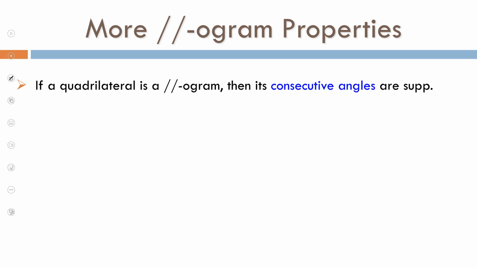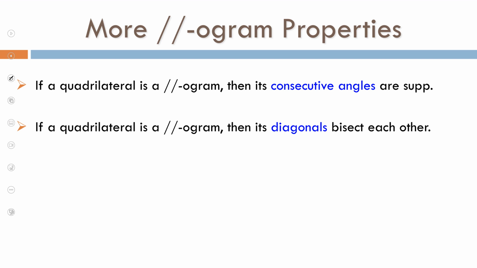Consecutive. Okay, I use consecutive. You could use adjacent. Maybe we've used adjacent before. I don't know if we've used consecutive before. But the adjacent angles are supplementary based on what Danny told us. Angles next to each other add up to 180. Angles across from each other are equal to each other. All 4 angles added together give you 360.